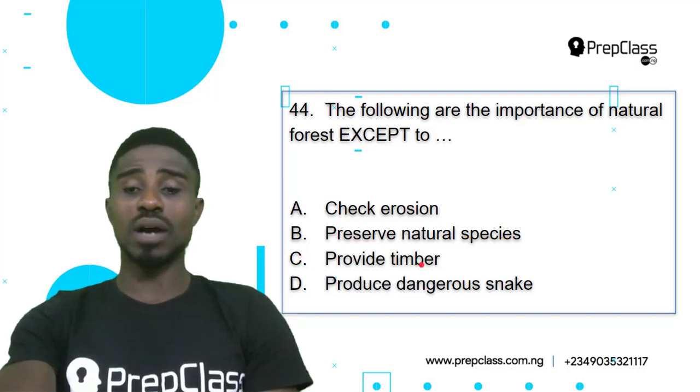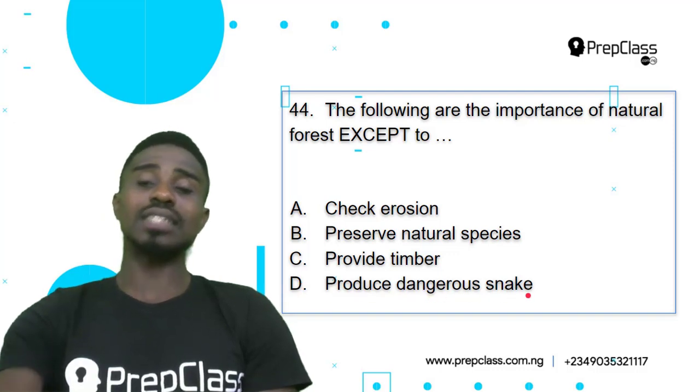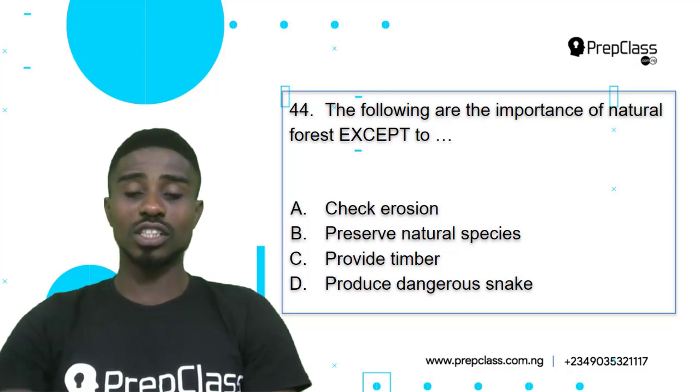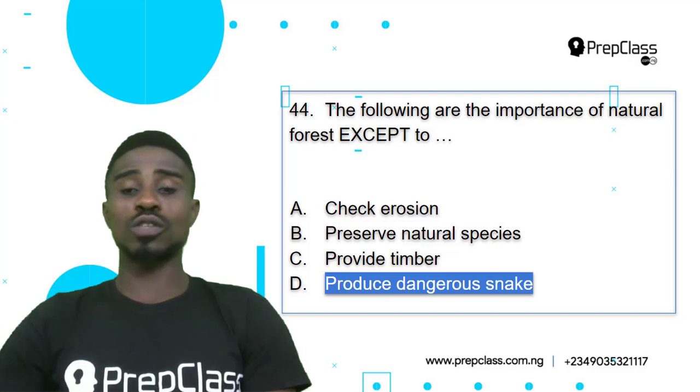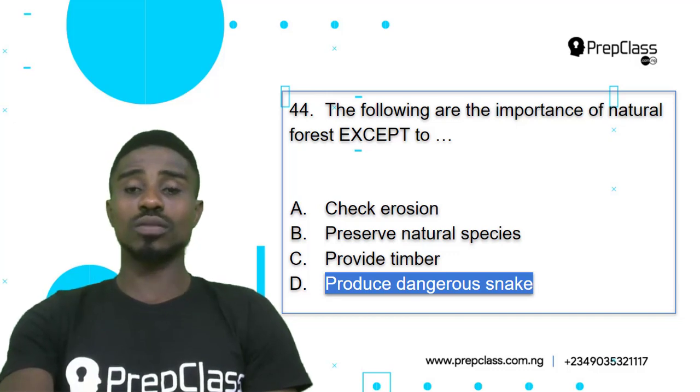Option C, provide timber. Forest also helps to provide timber. So, that's not our correct answer. Option D, produce dangerous snake. And that is our correct answer, because that is not an importance of natural forest. Let's check it out. Question 44, option D, produce dangerous snake, is our correct answer. Let's look at the next question.